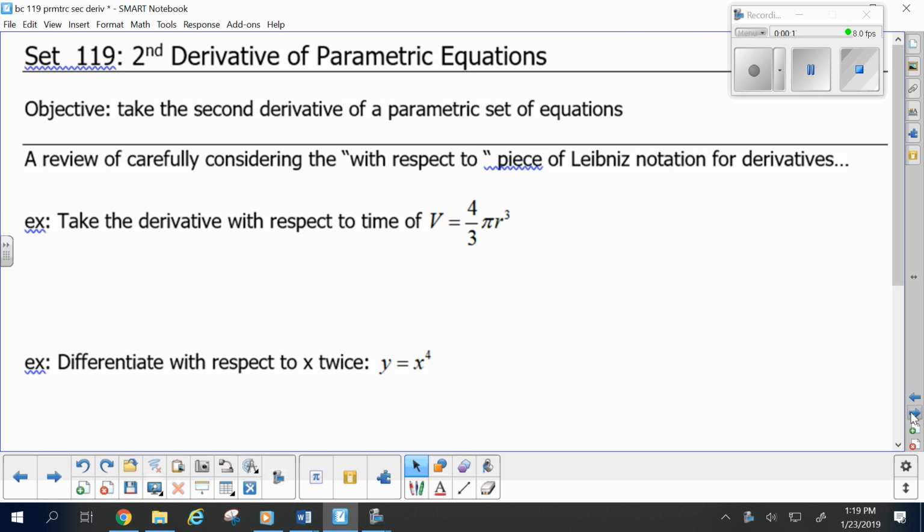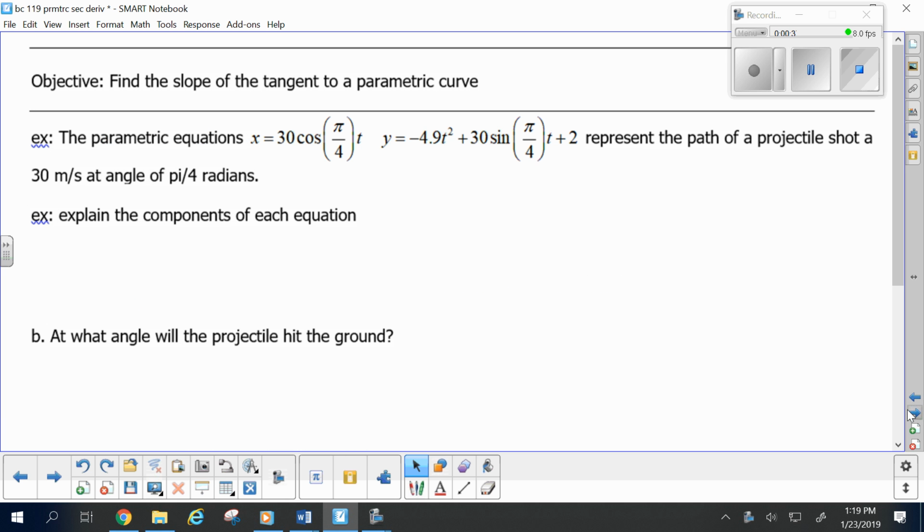Parametric equations part 2. We've done the derivative. Now let's, I think in order for this to go well, I'm going to switch the order just a little bit. I'm sorry to play around with you, but you're usually the byproduct of me tweaking and improving the lesson. I feel like if I would have done the last part first, it would have gone better.